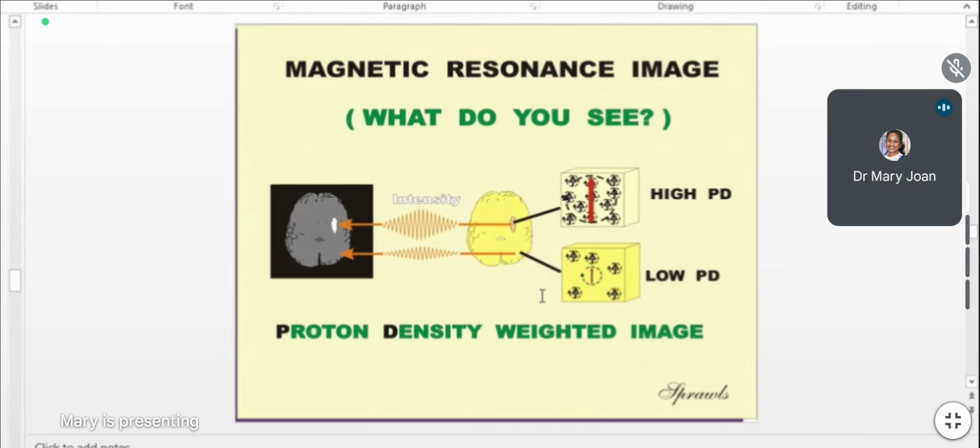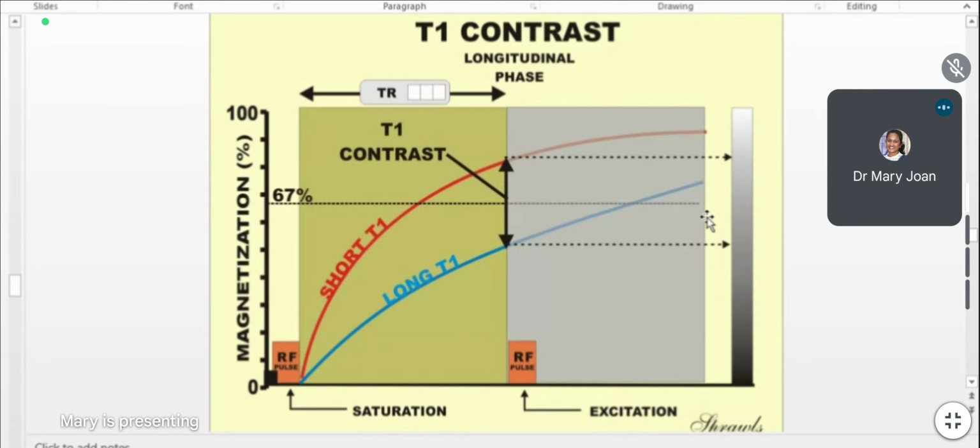So here is the proton density weighted image, how it will be. When the intensity is higher, we get high proton density, and when the intensity is lower, we get low proton density. Wherever more intensity is coming out, we get high proton density in the image, and wherever there is low intensity, we will get fewer protons. So this results in the contrast of the image.